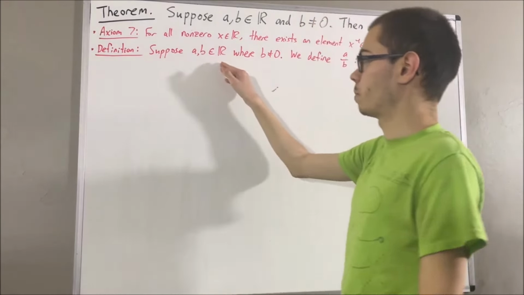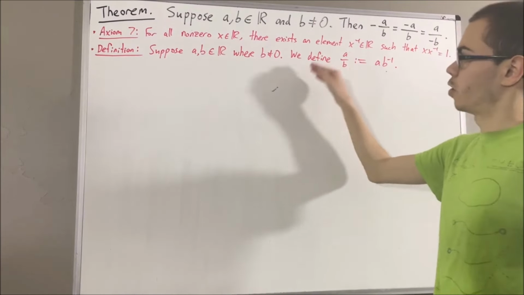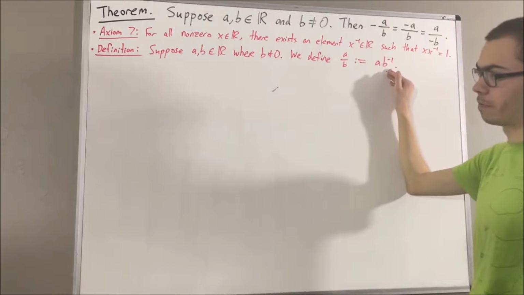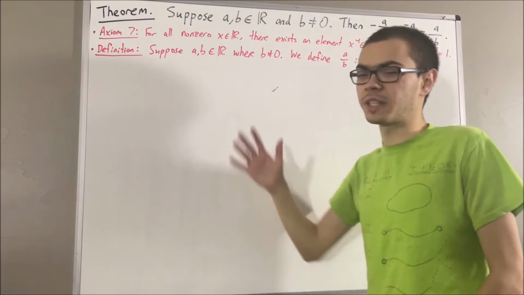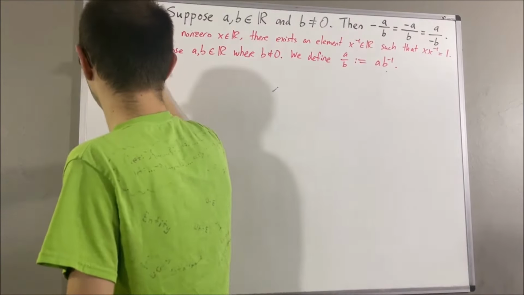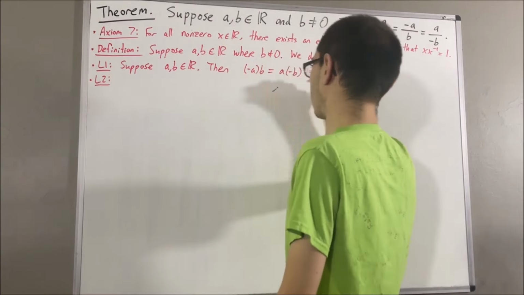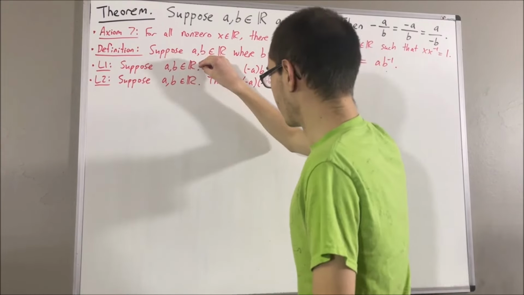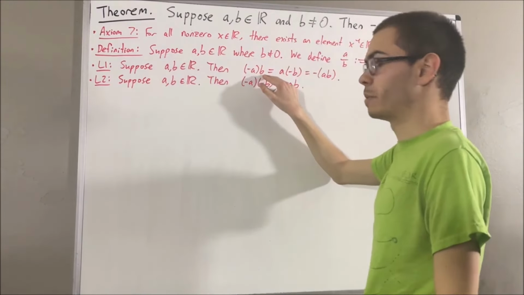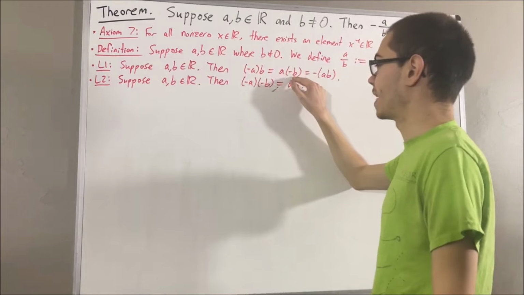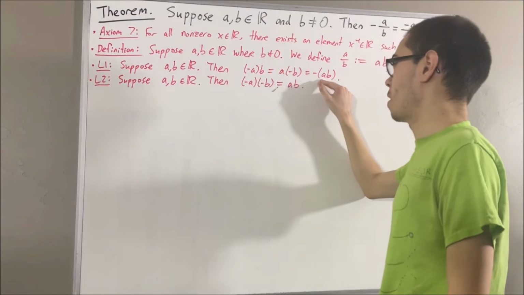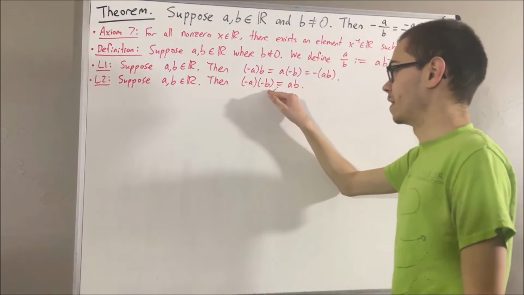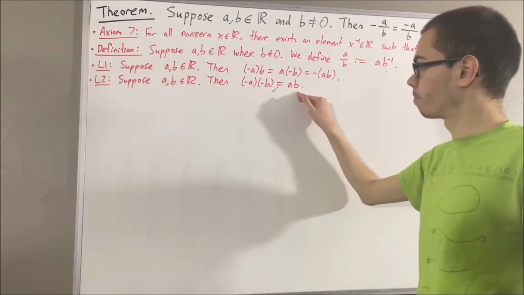Now, using axiom 7, we define the operation of division as follows. Suppose a and b are real numbers where b is non-zero. We define a over b to be a times the reciprocal of b. And now, here are some results that we have proven. Given any two real numbers a and b, we have negative a times b is equal to a times the negative of b, which is equal to the negative of ab.